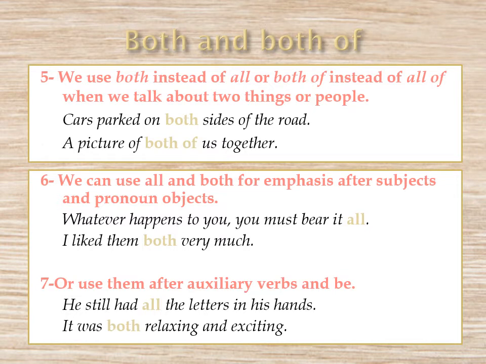Now, let's move to both and both of. We use both instead of using all, or both of instead of using all of, when we want to talk about two things or people. For example, cars parked on both sides of the road, or a picture of both of us together.